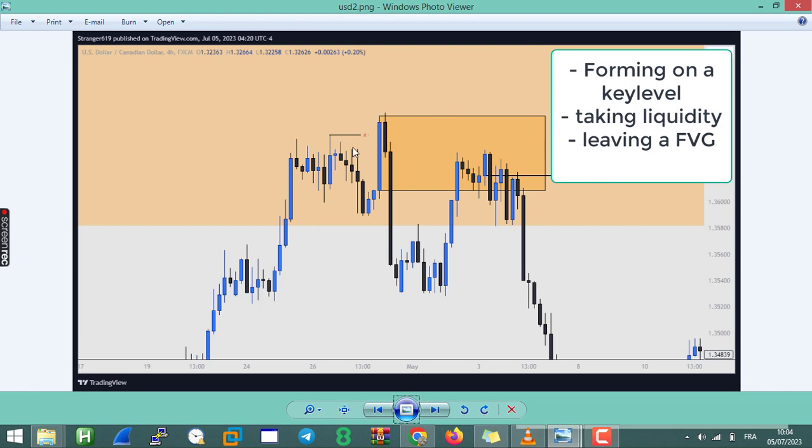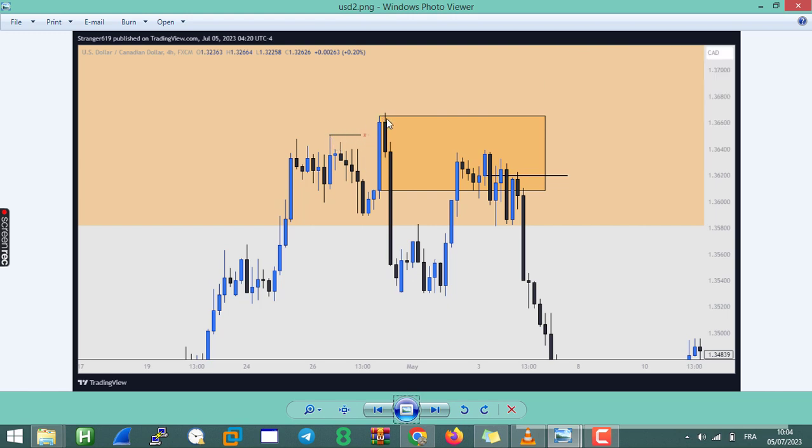The second factor is taking liquidity. You can see that this candle right here took buy side liquidity from here, and the third factor is the fair value gap, leaving a fair value gap on that expansion lower. So this is a high probability order block. This is an A+ order block. You can take this example right here and look on your chart for order blocks like this.